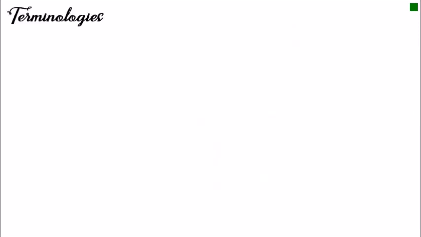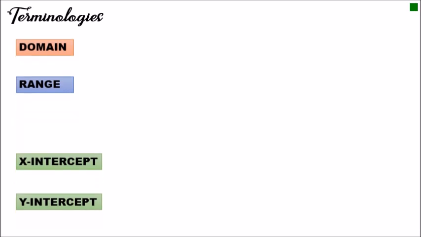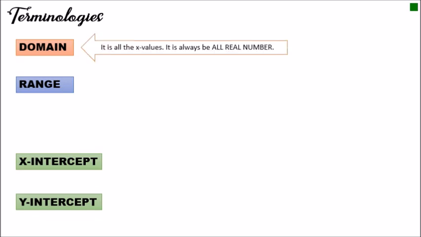Okay. Let us have the different terminologies ng parabola. So, ito yung mga hahanapin natin sa graph ng parabola or sa equation ng ating quadratic function. So, we have the domain, the range, the x-intercept, and the y-intercept. Pag sinabi nating domain, it is all the x values. It is always all real numbers. So, lahat ng value ng x is what we call the domain.